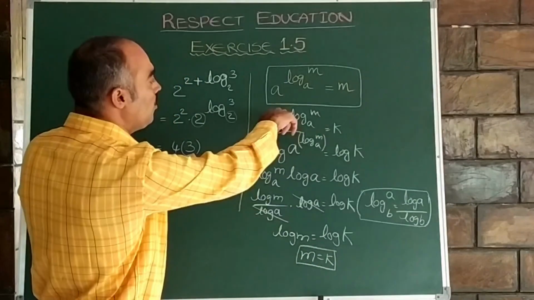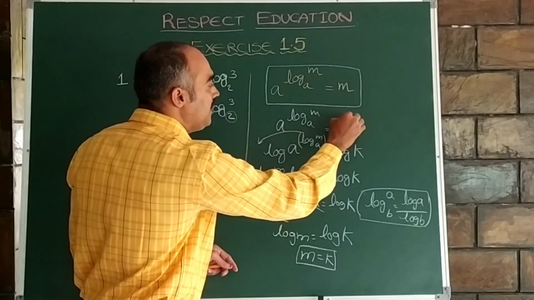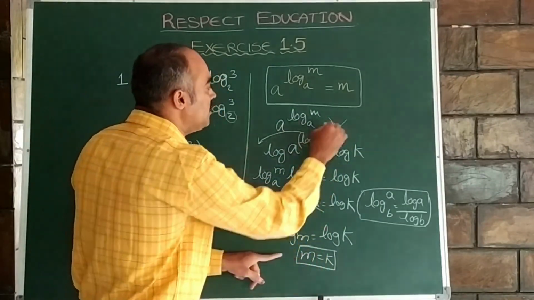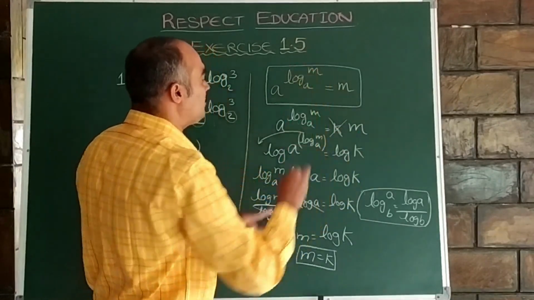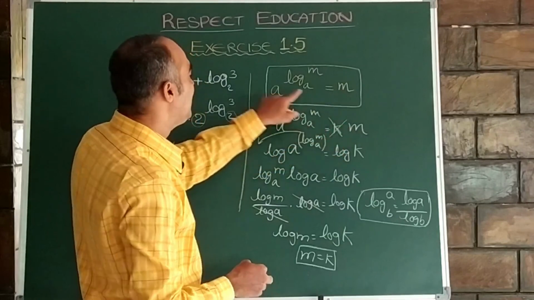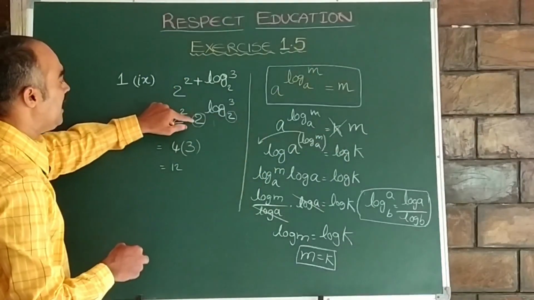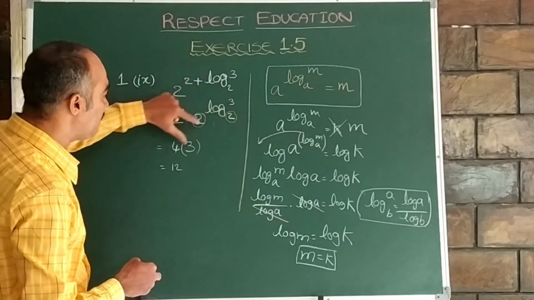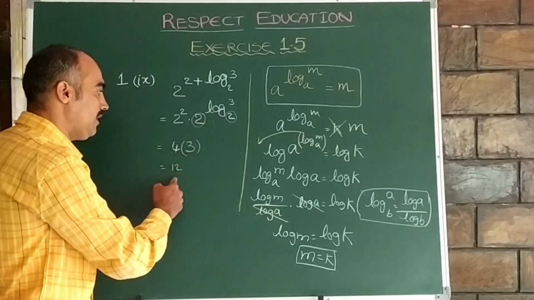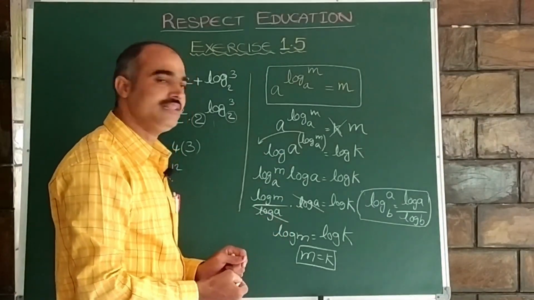So let us again go back. Here you see we took this value as k. So in place of k, I am replacing k with m. Just observe here, children: a power log m base a is equal to m. In the same logic, a power log m base a is equal to m. Here m equals 3. Clear? So 4 threes are 12, and I hope everybody understands this. Okay, thank you very much.